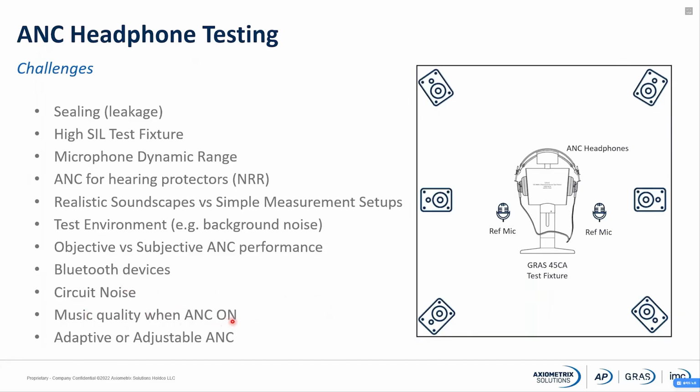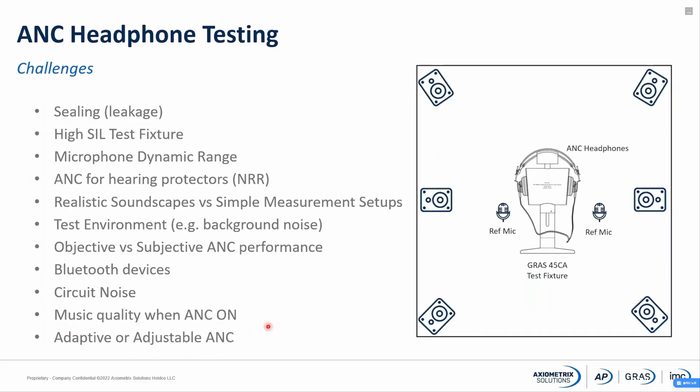Then music quality when ANC is on. Sometimes when we are listening to music and we turn on the ANC function, we might perceive that the quality of the music is lowered. This is something to consider as well. We don't have solutions for everything. We don't have recommendations on how to measure everything, but these are things that we need to consider.